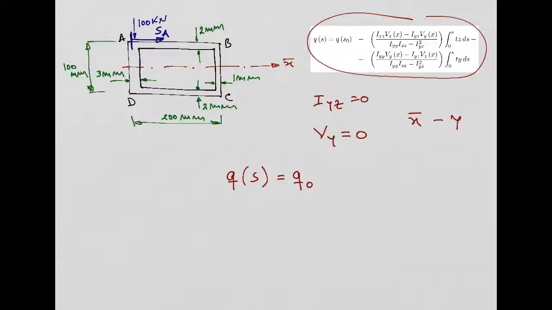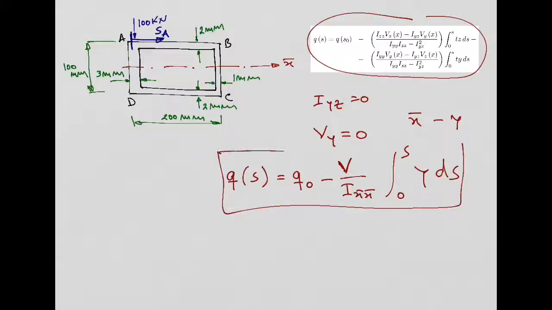We can write it like this: the shear flow equals the initial shear flow minus V over Ix bar, times the integral from 0 to S of y ds. So our expression for the shear flow becomes much more simplified and equal to this one here, right?